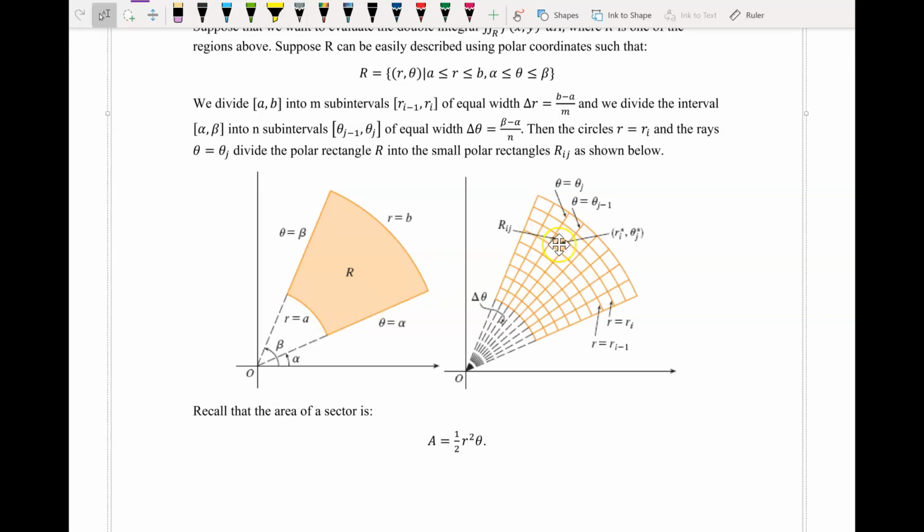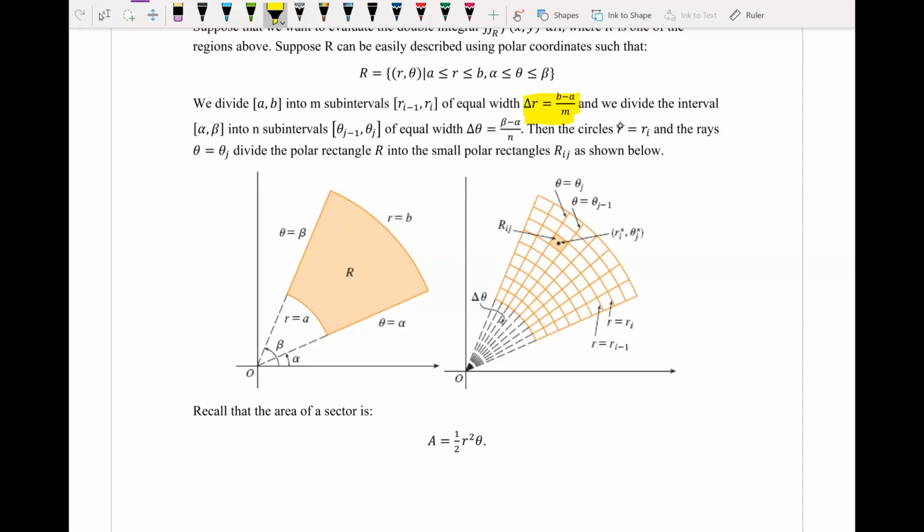And the purpose of this is that we want to be able to find the area of one little subsection, because then we can add them all up, take the limit, and that will give us the area of this entire thing. So we're going to let delta r be b minus a divided by m. So that's just me making them into little small circles.